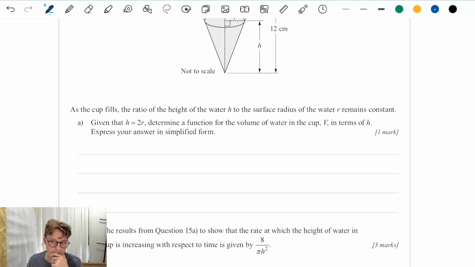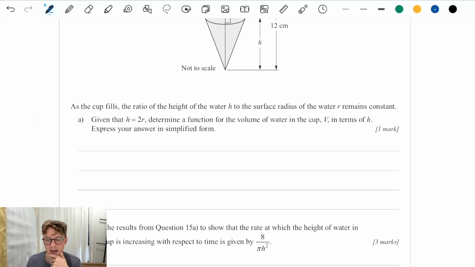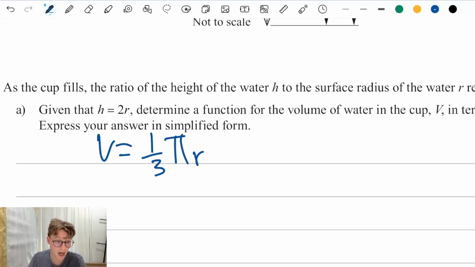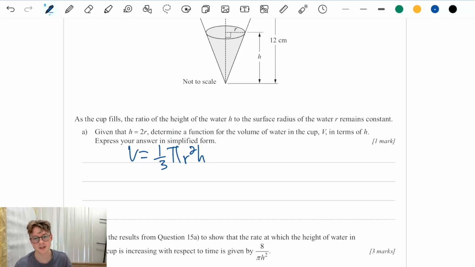However, part A is a little bit separate to that. I'm basically told the ratio between the height and radius, h equals 2 times r, and that ratio is constant throughout the entire thing. So I can find my volume. My volume of a cone is equal to 1/3 pi r squared, I nearly did cube for a second there, it's pi r squared h. So 1/3 pi r squared h.